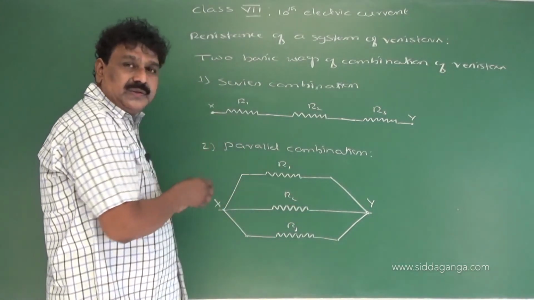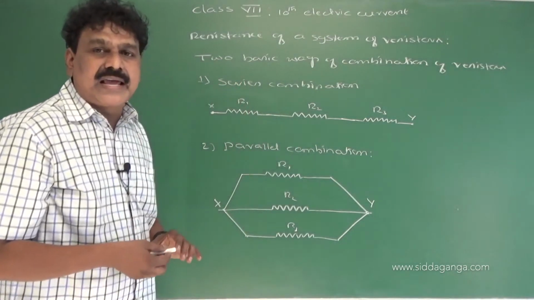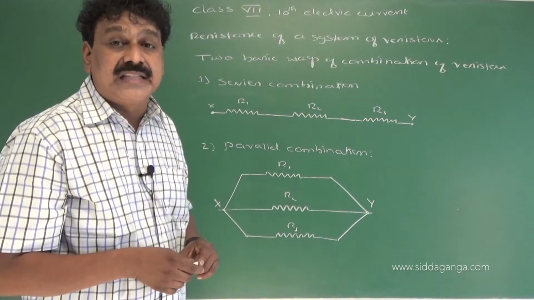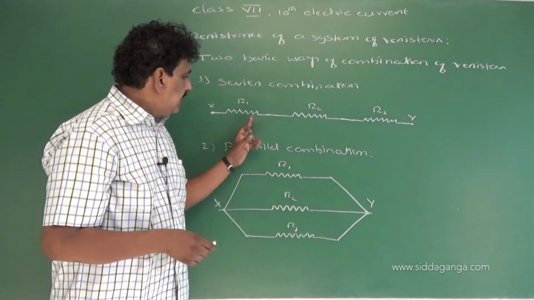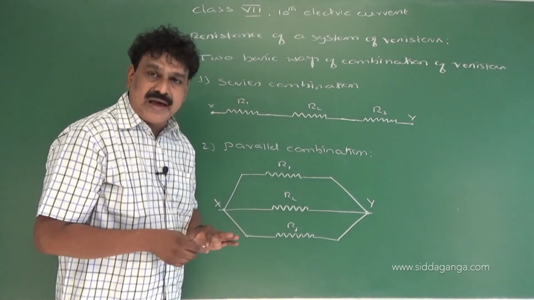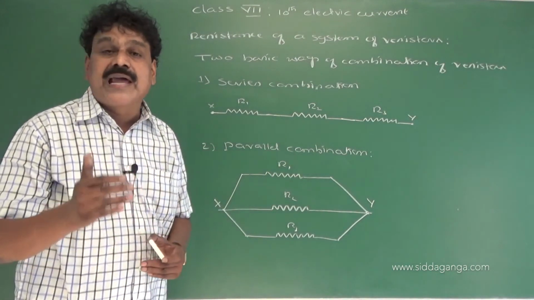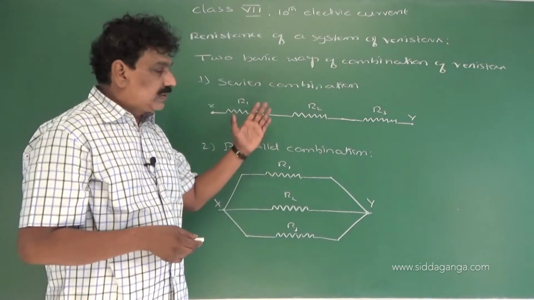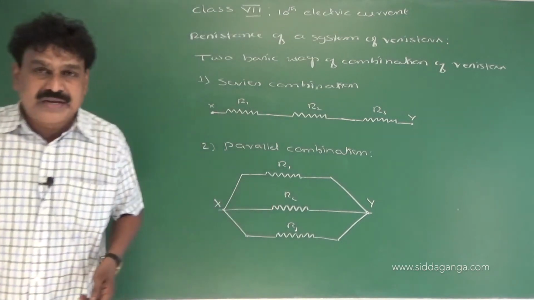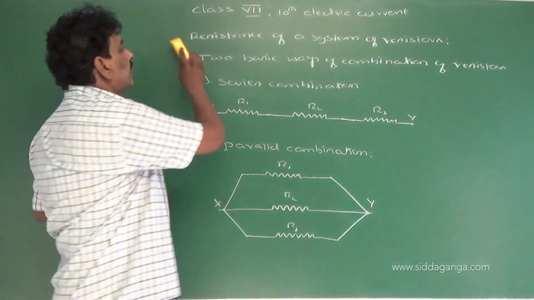Now the thing is, what is the total resistance of this combination? That is called the effective resistance or equivalent resistance of the combination, right? Here these three are arranged in series, these three are arranged in parallel. In that case, we need to find the effective value of resistance, both in series combination and in parallel combination. Let us take it up one by one, series combination and parallel combination.